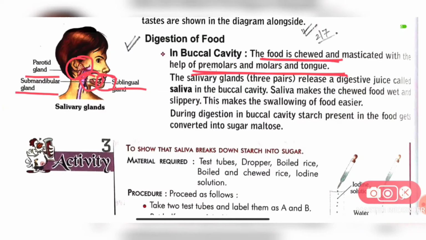So these salivary glands release a digestive juice which is called saliva, and saliva makes the chewed food wet and slippery. আমাদের মুখে যখন খাবারের সঙ্গে স্যালাইভাটা মেশে, তো the food in our mouth becomes wet, খাবারটা ভিজে যায় এবং খাবারটা স্লিপারি হয়ে যায়, so that we can swallow the food easier, আমরা খুব সহজে যাতে খাবারটা গিলে ফেলতে পারি.